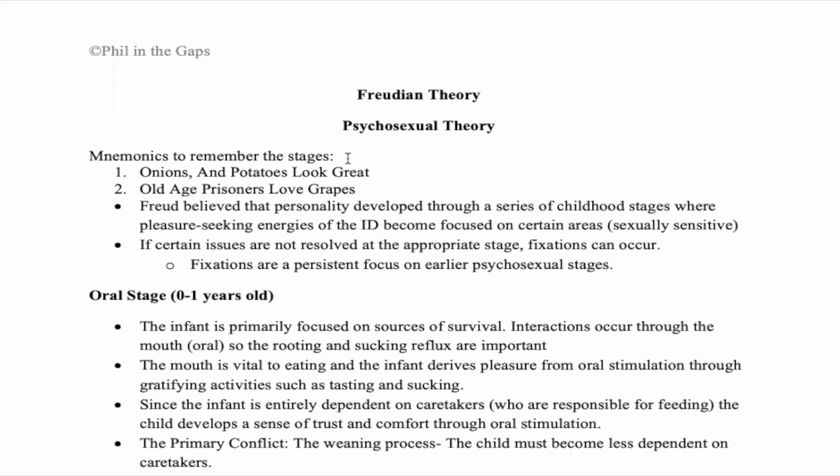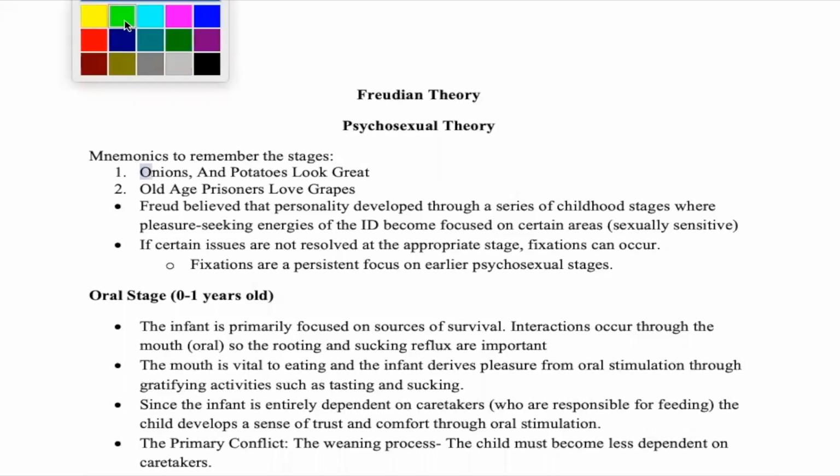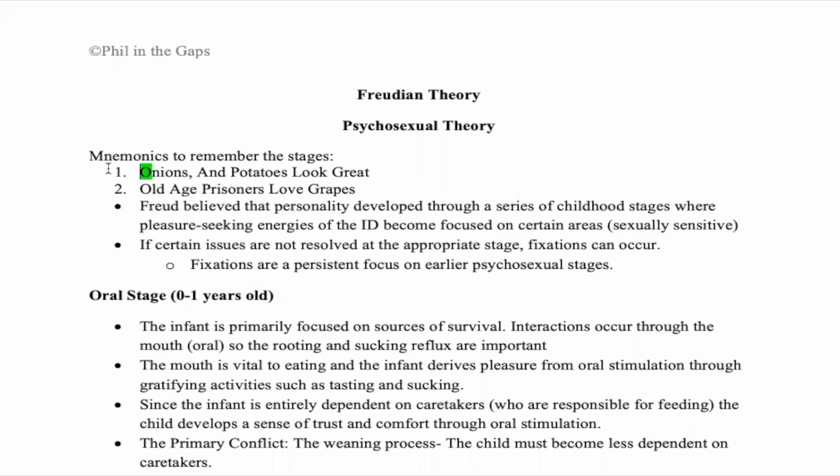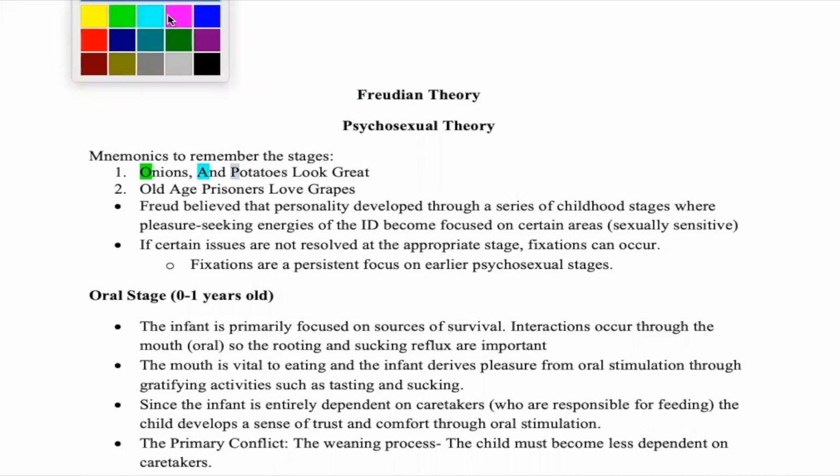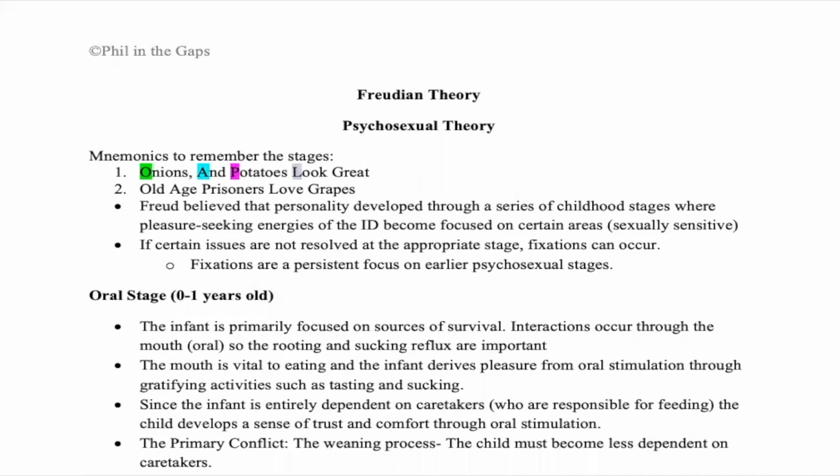The first one is onions and potatoes look great. So each beginning letter of this mnemonic is going to identify the stage. So onions, O, oral, and A, anal, potatoes, P, phallic, L, look, latent, and G, great, genital. So the stages: oral, anal, phallic, latent, and genital. Onions and potatoes look great.